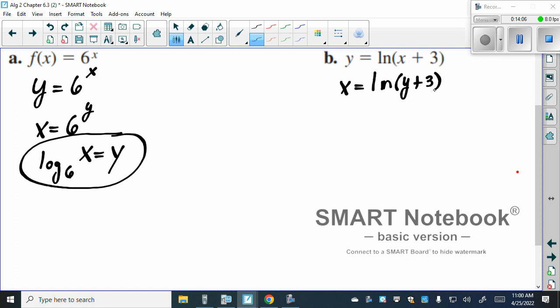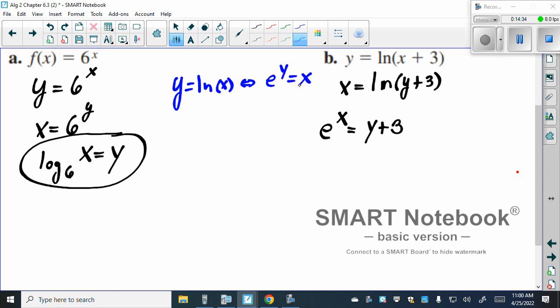So how would we rewrite this as an exponential? Because we would have e to the what? x is equal to y plus 3, because we're going off the fact that y equals ln of x if and only if e to the y is equal to x. And that is how we rewrite this and how we switch between one and the other. And we went over this on, what would have been, Wednesday?